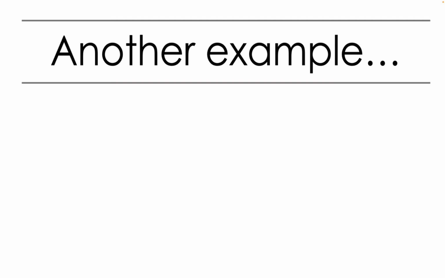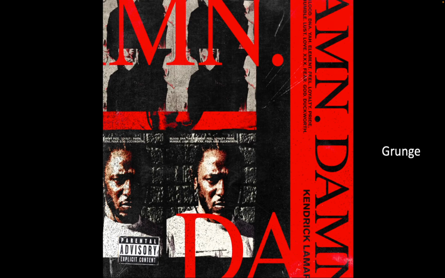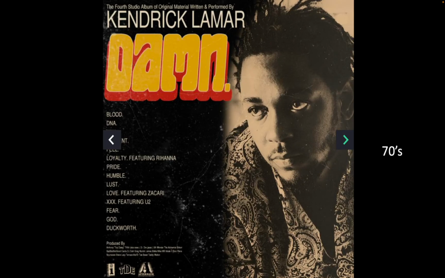So here's another example. It's Kendrick Lamar's album. So using the grunge style, modifying the type, splitting things up, adding textures in there, having things off-centered really hits some of that grunge era style. Or in the 70s, there's a certain style there with bigger, bolder letters, simplified photography.